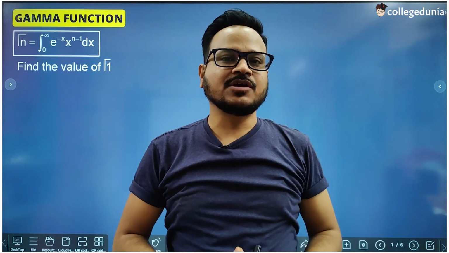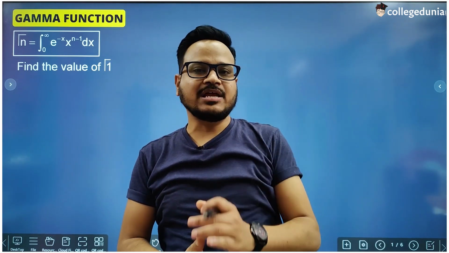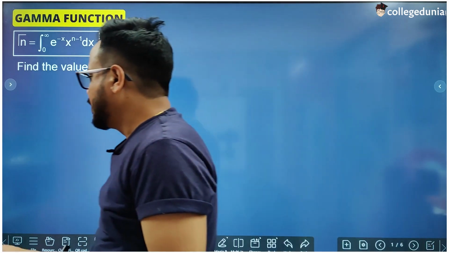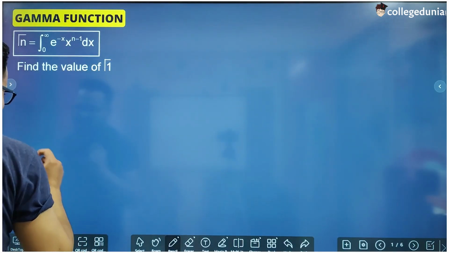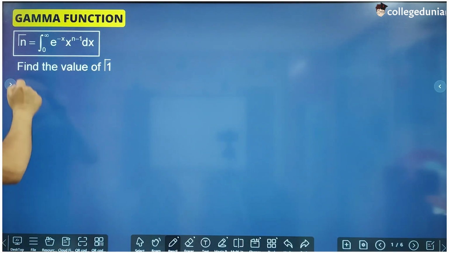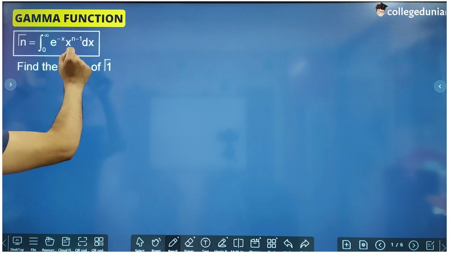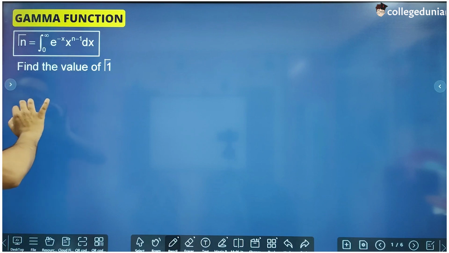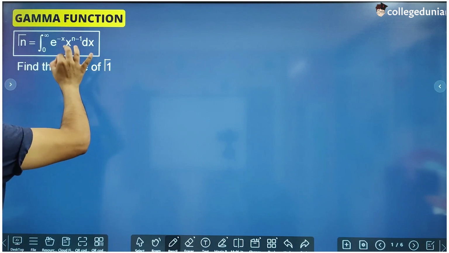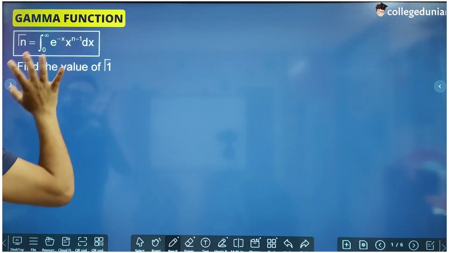So students, in this video we are going to discuss two very important functions in integration, which are gamma and beta function. Let's start with the gamma function first. What is gamma function? Gamma function for any value n is written as gamma n, which is the integral from 0 to infinity of e to the power minus x, x to the power n minus 1 dx.